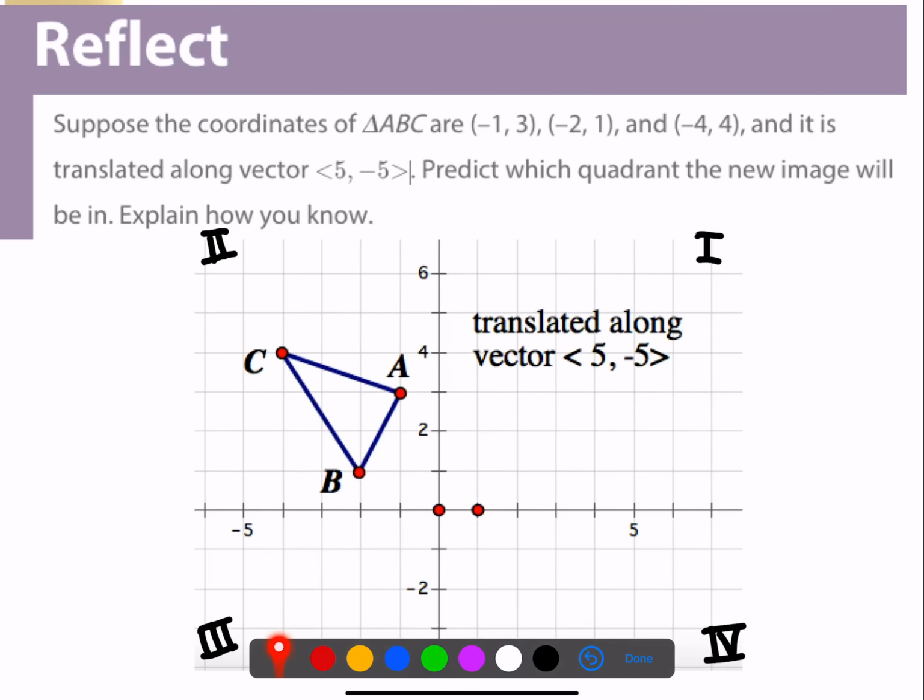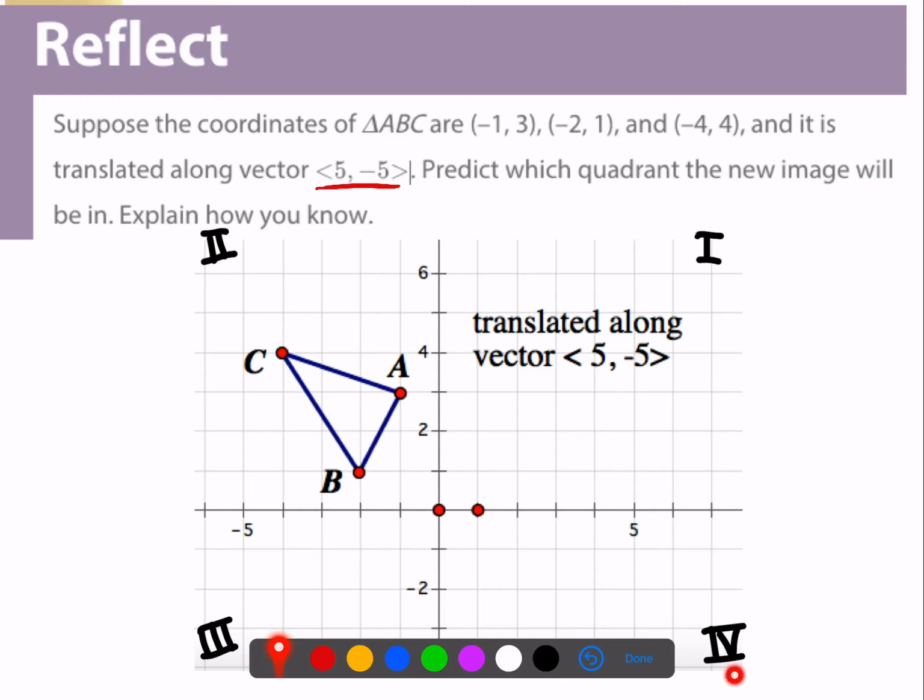All right. So suppose the coordinates of triangle ABC are right here. A is at (-1, 3), B is at (-2, 1), and C is at (-4, 4). It is translated along the vector ⟨5, -5⟩. Predict which quadrant the new image will be in. Explain how you know. So again, I drew up the quadrants in the corners here. So 1, 2, 3, and 4. If I were to move this ⟨5, -5⟩, so I move each of my vertices 5 and then -5. Well, predict which quadrant the new image will be in.